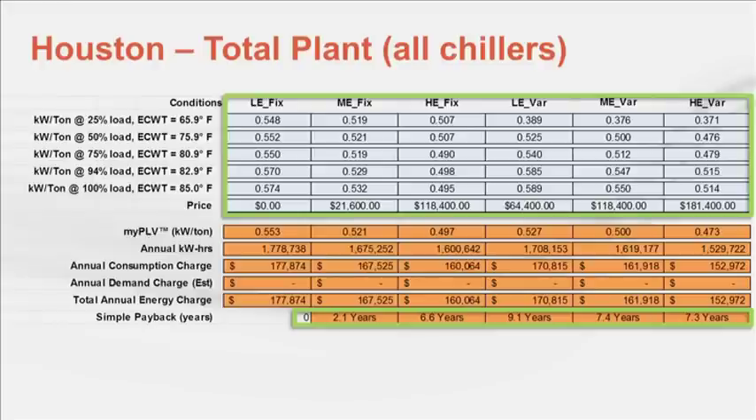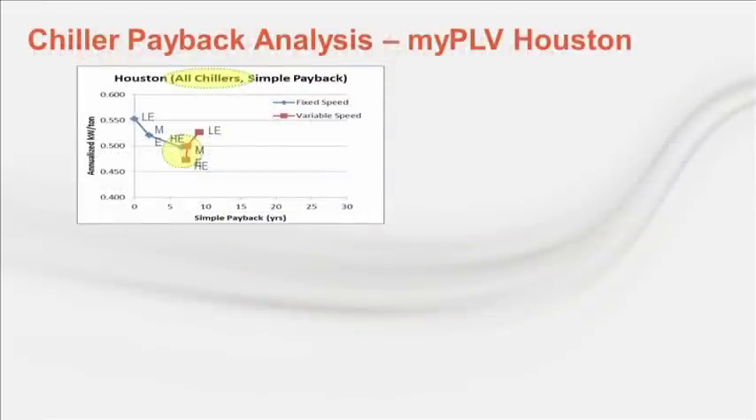Plotting the results, we see the following. This chart details the results for the chiller plant when both chillers are the same. This is the default computational method for MyPLV. The LE, ME, and HE notations refer to low, medium, and high efficiency chillers, with the fixed speed results plotted in blue, the variable speed results in red. The y-axis details the annualized kW per ton, the x-axis detailing the payback in years.